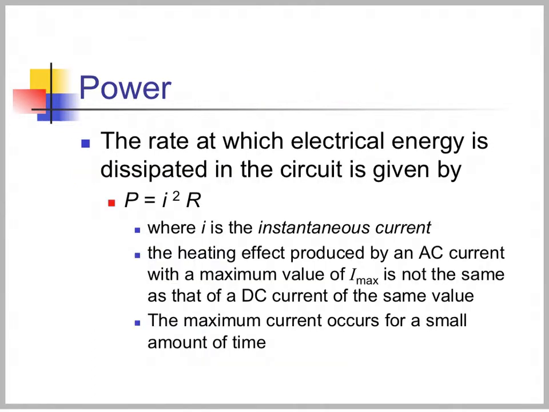Now then, the rate at which electrical energy is dissipated by the circuit is given by P = I²R, where little i is the instantaneous current. So power is being dissipated at a changing rate in the circuit. The heating effect produced by an AC current with a maximum value of Imax is not the same as that with a DC current of the same value, because that maximum current occurs for only a very small amount of time.